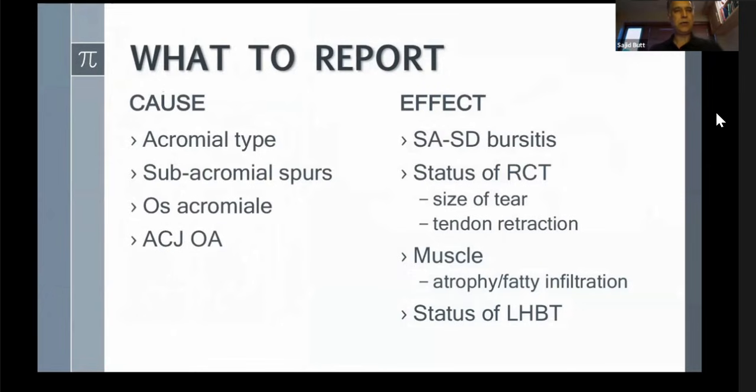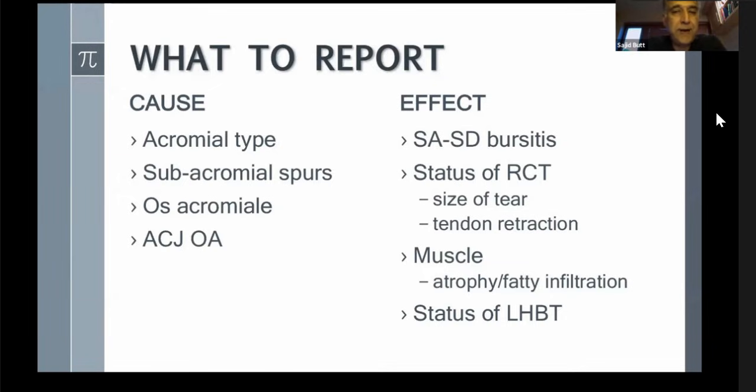So in a nutshell, what do you want to report? Anatomical structures: you want to see what the acromial type is. Is it a type 3 acromion or not? You want to see if there are subacromial spurs present or not. Very important, you want to make a note of the presence or absence of an os acromiale, and you want to see how osteophytic the acromioclavicular joint is.